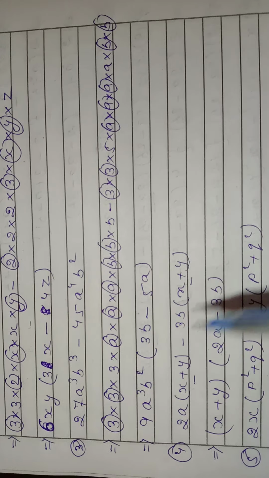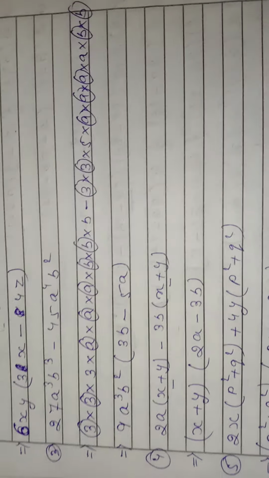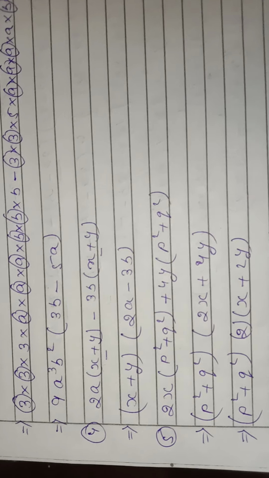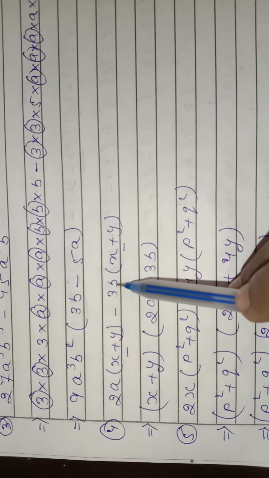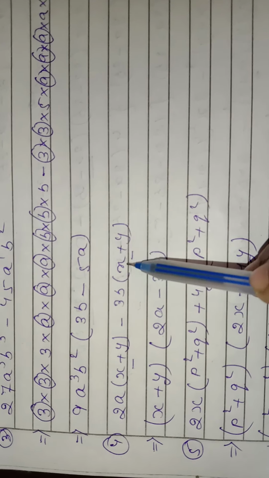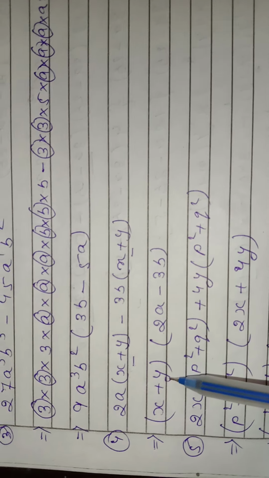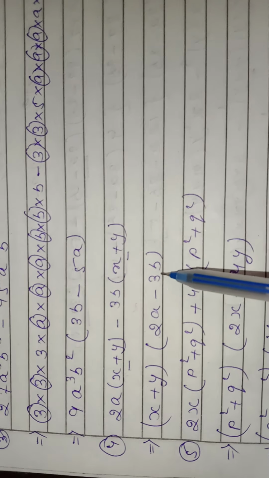Same way, question number 3, we have to find out common. From question number 4: 2a(x plus y) minus 3b(x plus y). Now what is common here? x plus y, x plus y. So write it one side. And the other numbers, 2a minus 3b, on the other side.